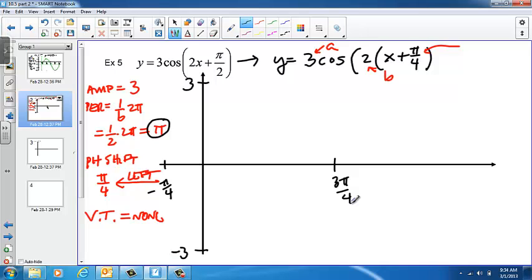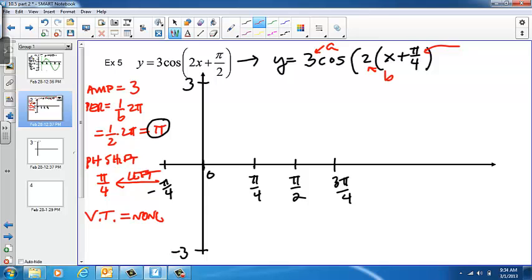Okay, so let's find the quadrantal values. Smack dab in the middle. Take the average of negative pi over 4 and 3 pi over 4, and you get pi over 4. This quadrantal value in between negative pi over 4 and pi over 4 is 0. This quadrantal value in between pi over 4 and 3 pi over 4 is pi over 2. So now we are ready to graph, okay?